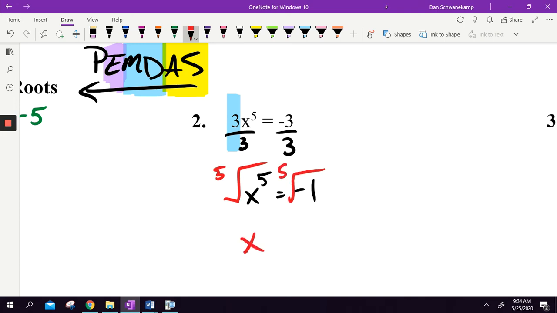All right, so what is the 5th root of -1? Or in other words, what number, when you multiply together 5 times, is going to get you -1? Well, -1 would. -1 times -1 times -1, that gets me -1.